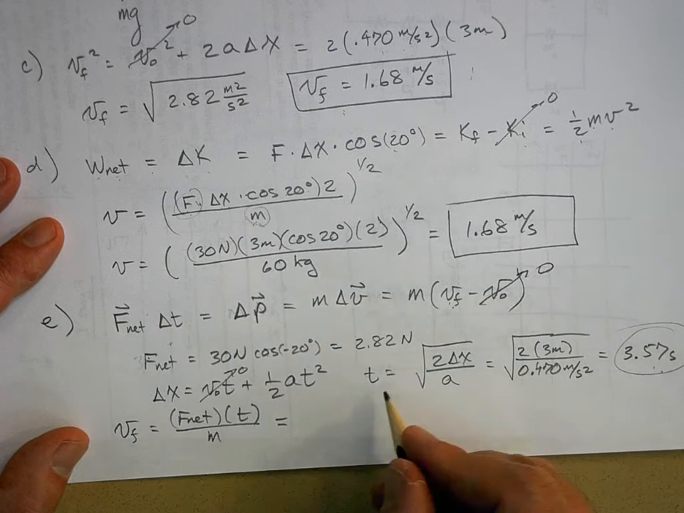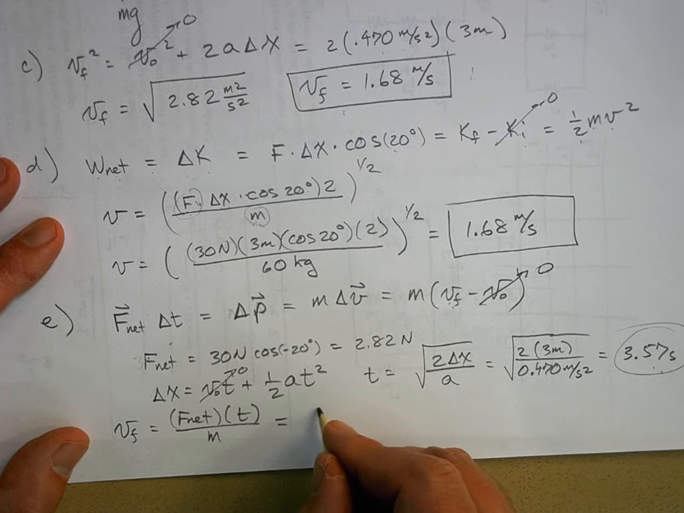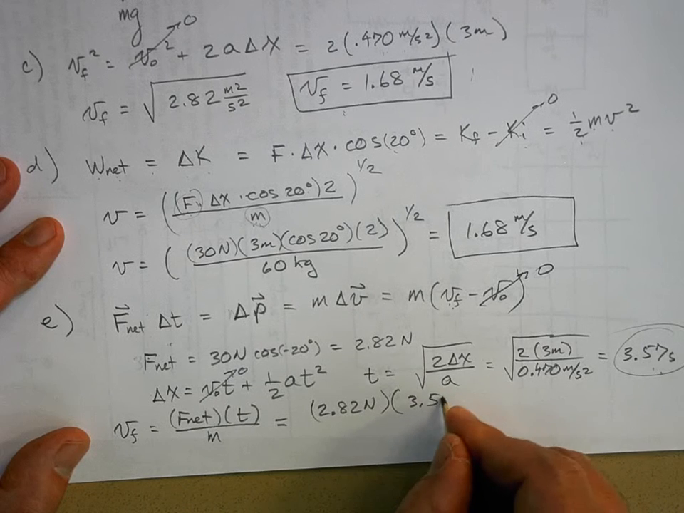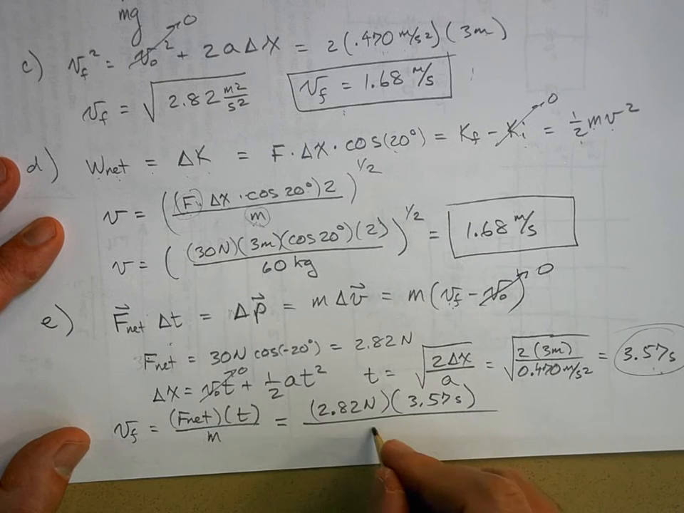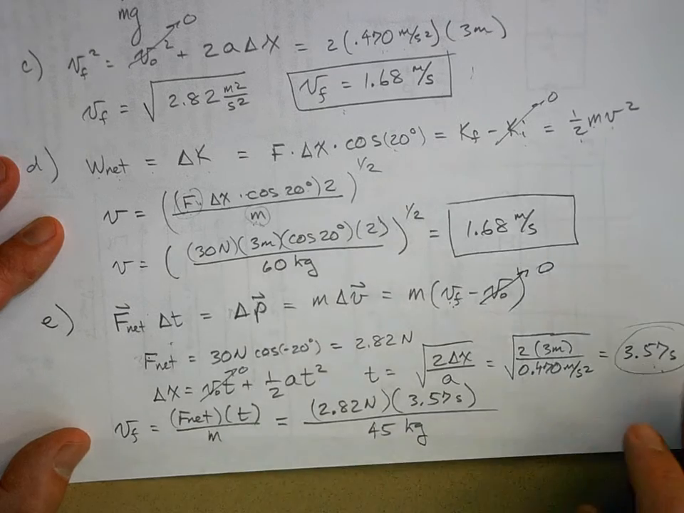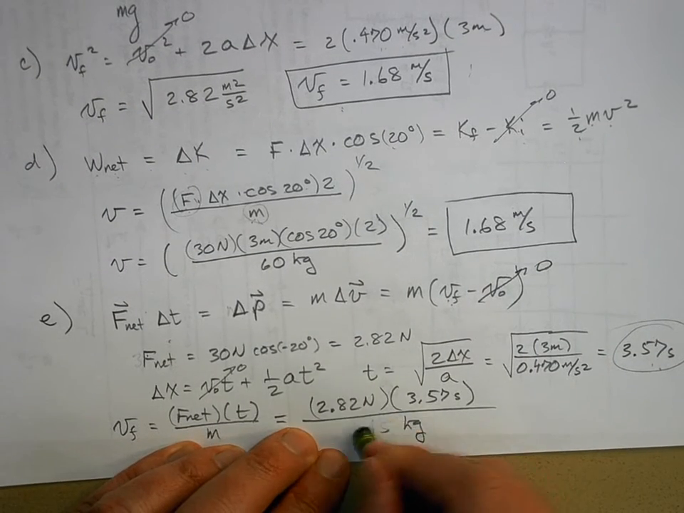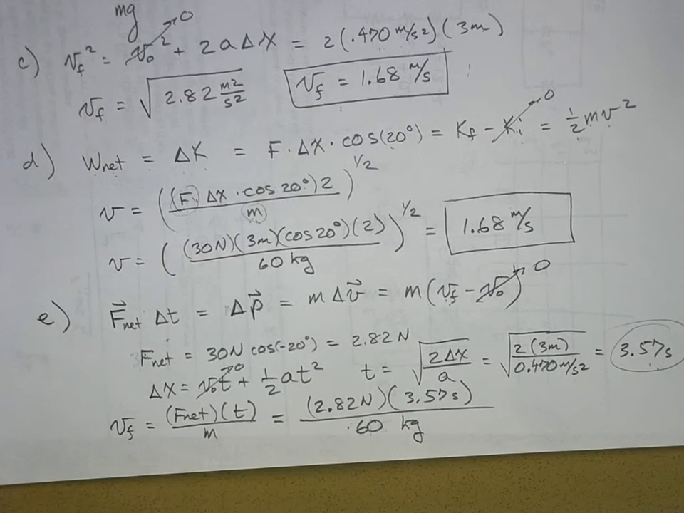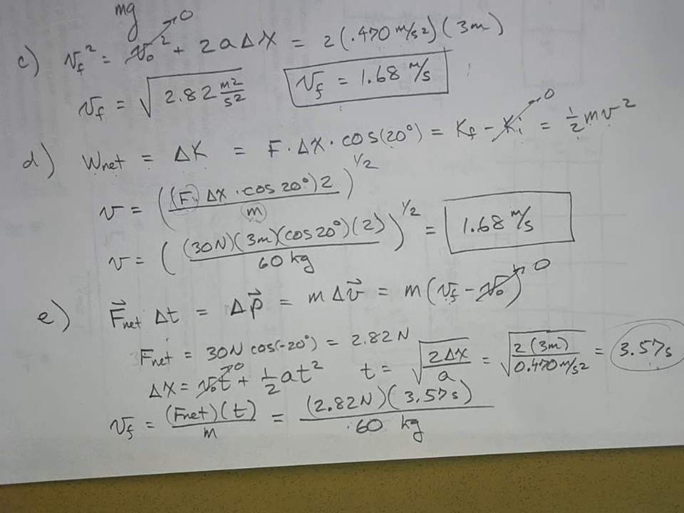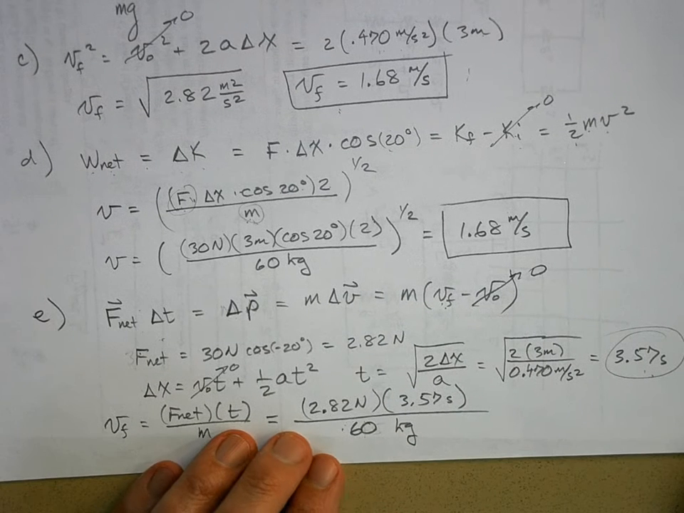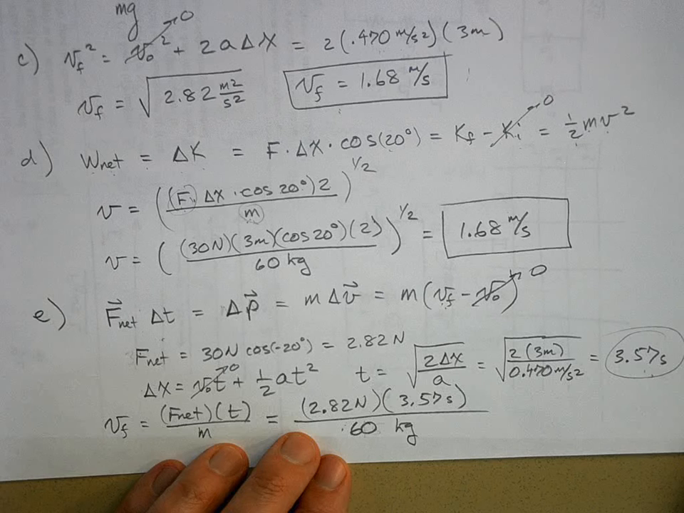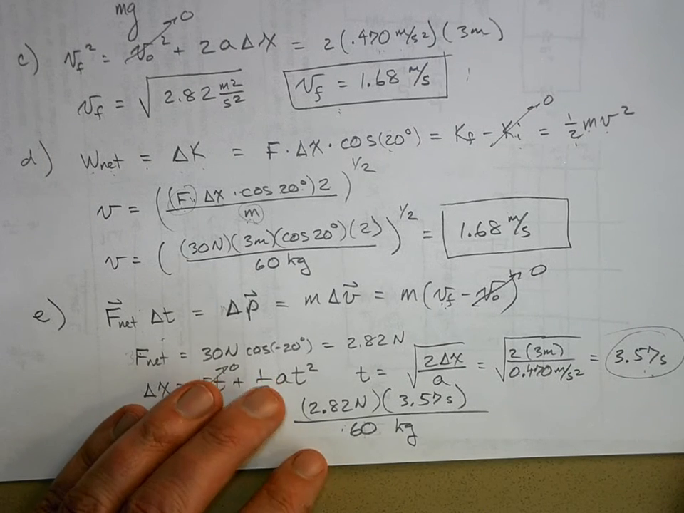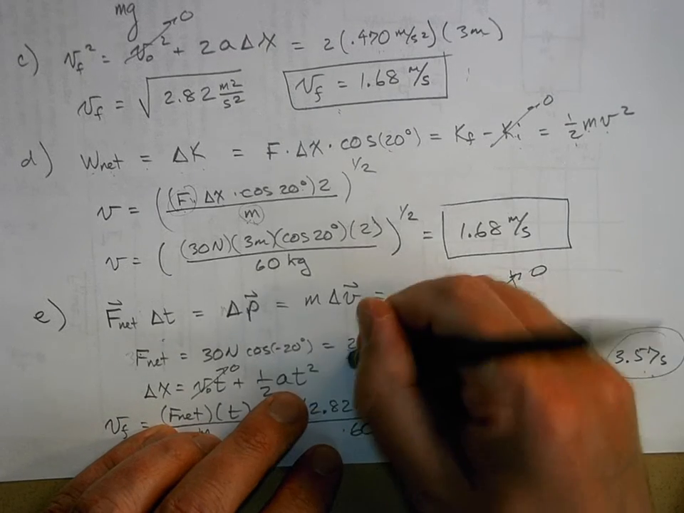Well, the net force is 2.82 newtons. The time is 3.57 seconds. And the mass is 45 kilograms. Not 45, what is it? How much stuff is getting its momentum changed? 60 kilograms. All of the mass is getting its momentum changed by that force. Oh, there's a mistake here. Should be 28.2. Yeah, 28.2. I just read the calculator wrong, sorry.